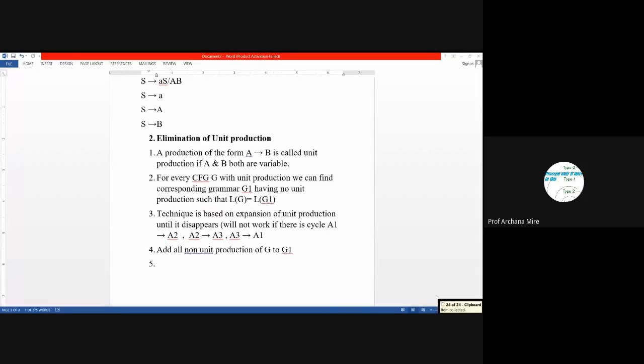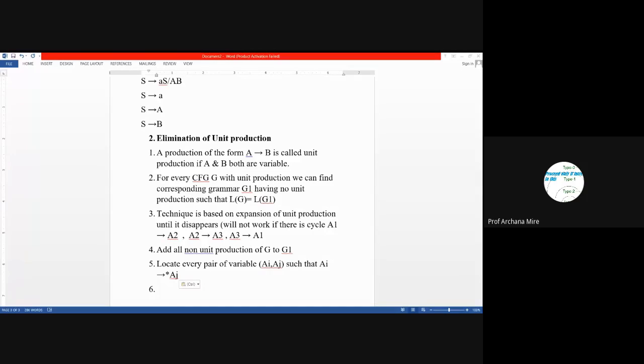every pair of variables AI and AJ such that AI leads to AJ after applying some set of production rules. Once again, this I and this J are subscripts which represent A1, A2, A3, or whatever is possible in that grammar. These are different non-terminals. So we will identify a pair of non-terminals AI leading to AJ by applying zero or more production rules.